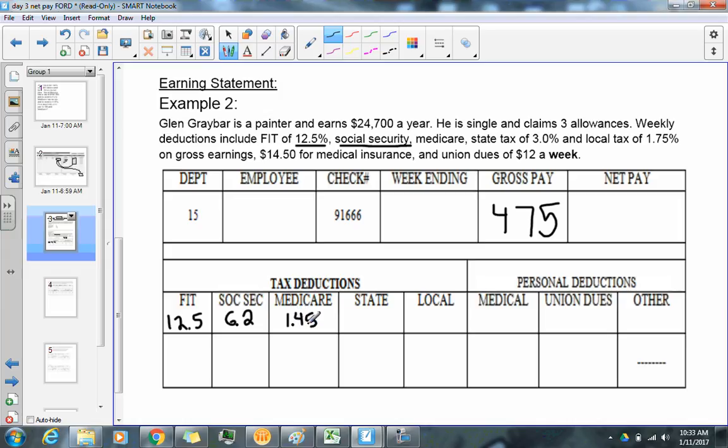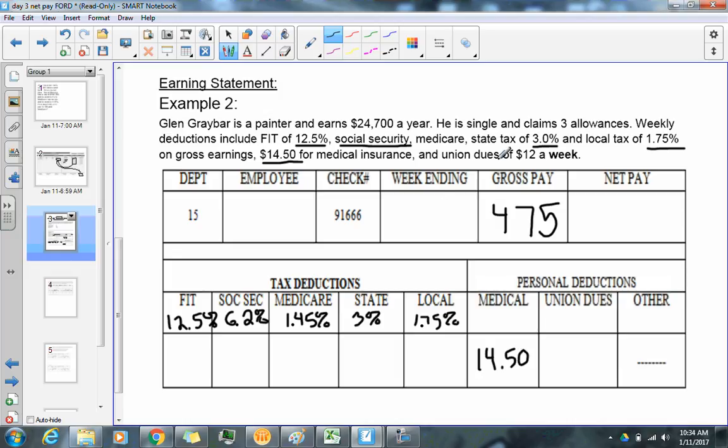Now, these are all percentages, and I should put the percent sign, but I'm writing with my mouse here, so it might be a little challenging for me to do it. The state income tax is 3%. The local tax is 1.75%, so I'm just putting 1.75. Remember, I'm just doing this to be organized here, 1.75%. Now, if you keep going, $14.50 for medical. So there's no percentage there. It's just $14.50. So medical, $14.50. I'm just going to put it right here on this row.